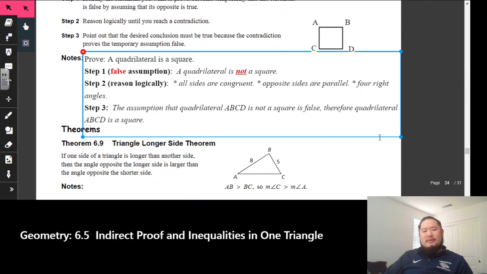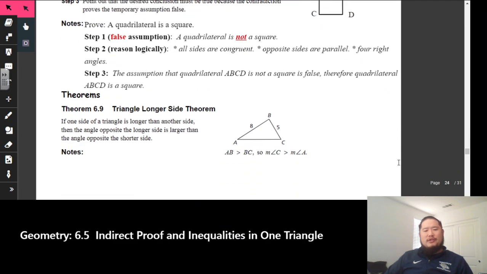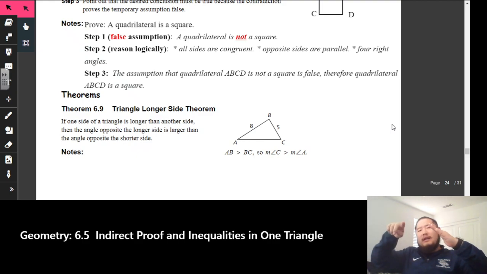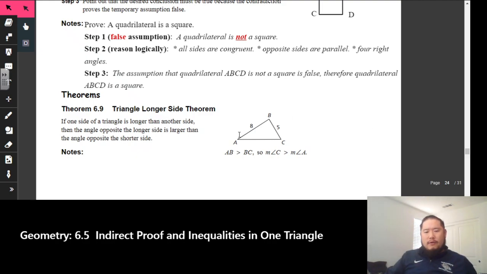Let's take a look at Theorem 6.9. We have the triangle longer side theorem. It says if one side of a triangle is longer than the other side, then the angle opposite the longer side is larger than the angle opposite the shorter side. Bottom line here is this, and I've mentioned it a lot of times already: the longer the side, the bigger the angle is opposite of that side. Okay, so therefore, look at this side right here. This has a side length of 8.